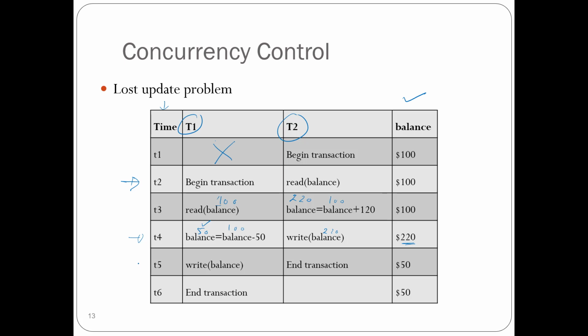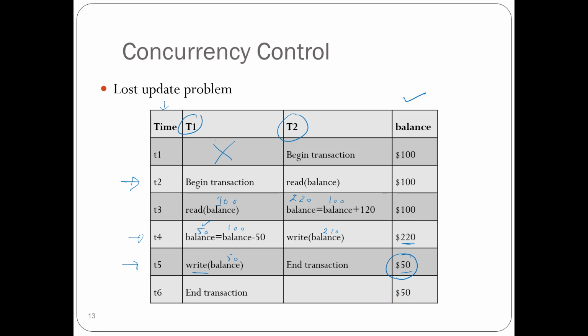Okay, and then at the time T5, what happened? Transaction T2 terminated. It's done. And at T5, transaction T1 will attempt to write the balance value, which is 50, to the actual balance, the shared variable or the global variable. And what it will end up doing is that transaction T1 will overwrite the value 220 with the value 50. Okay, and the end result is 50, which is not correct, right?